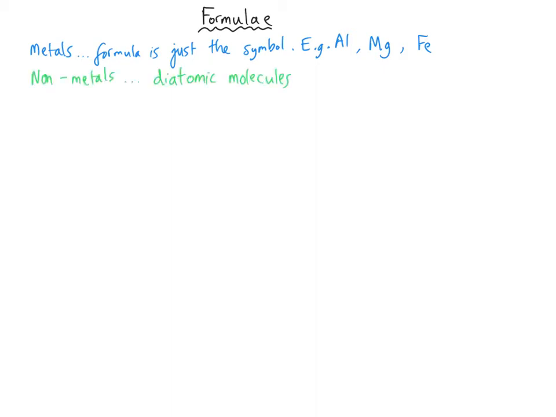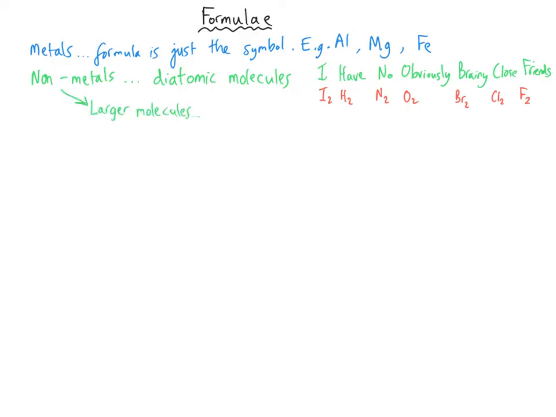Non-metals, they can vary. There are a number of elements that are diatomic molecules, and the way I remember that is I have no obviously brainy close friends, and that tells you the symbol of each of the elements that exists as a diatomic molecule. That's called a mnemonic, where the first letter of the word that you're remembering tells you something else. So that's the symbol of the non-metals that go around in pairs. Now, as you go through the course, you will work out that there are a few other non-metals that exist as molecules, such as sulfur and phosphorus.